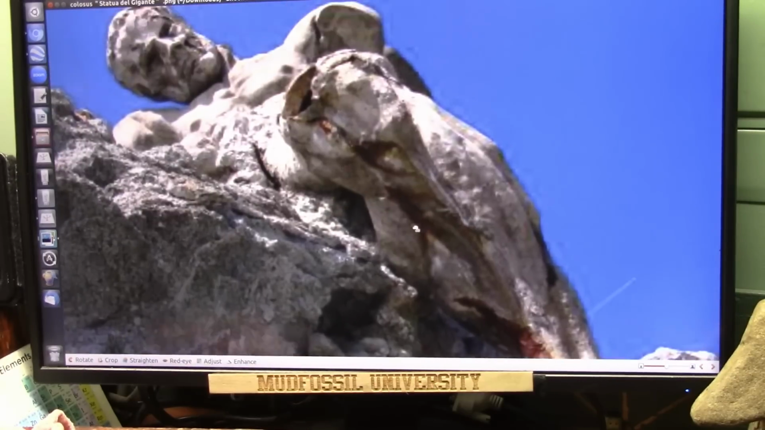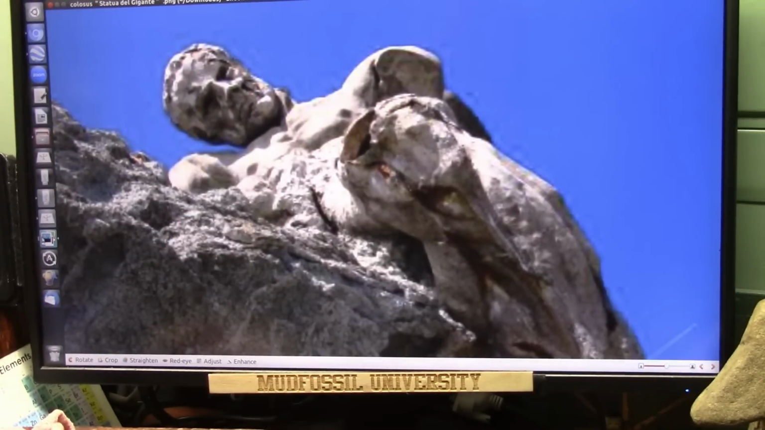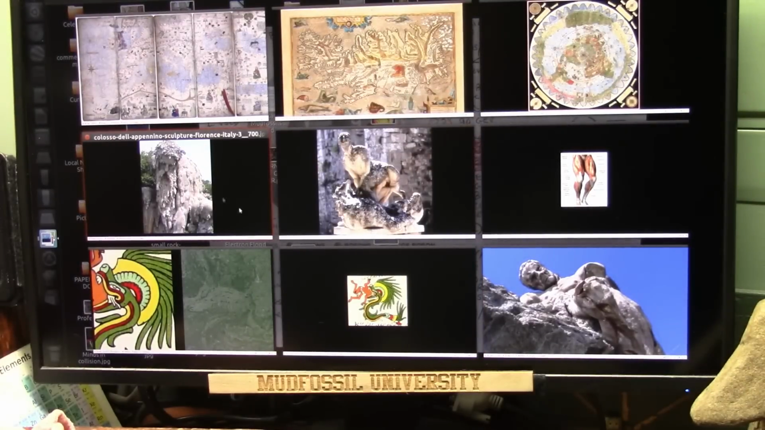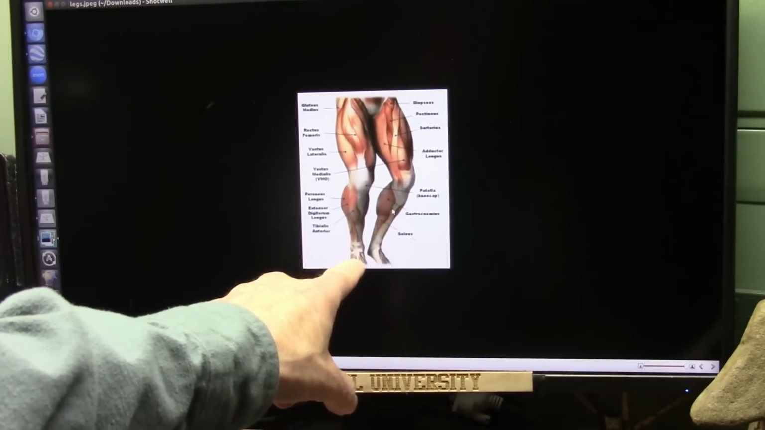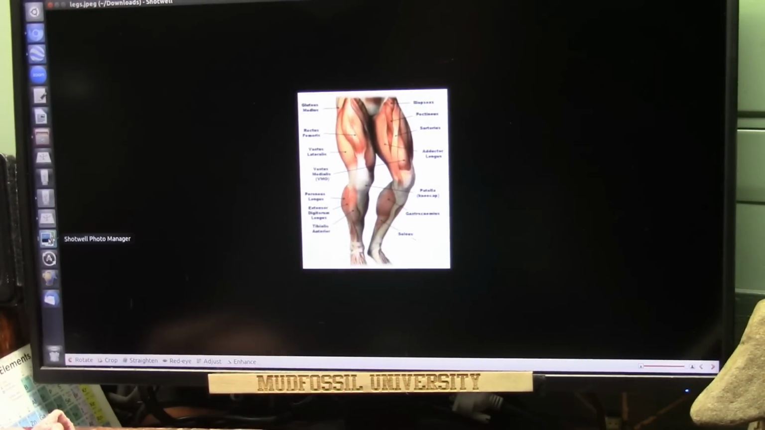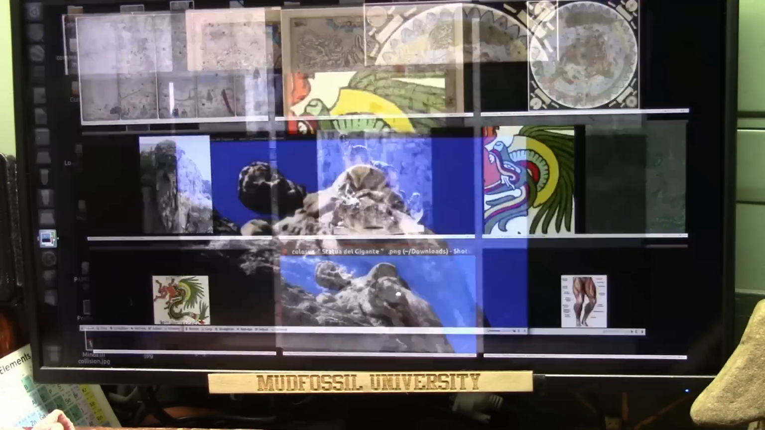Now, they tried to fix this thing. They put some rebar in him and everything. It didn't work. And he is what he is. Now, here's what the legs look like. Look at this. This is the same exact stuff. Not only that, I could show you the kneecap in its actual exactness.